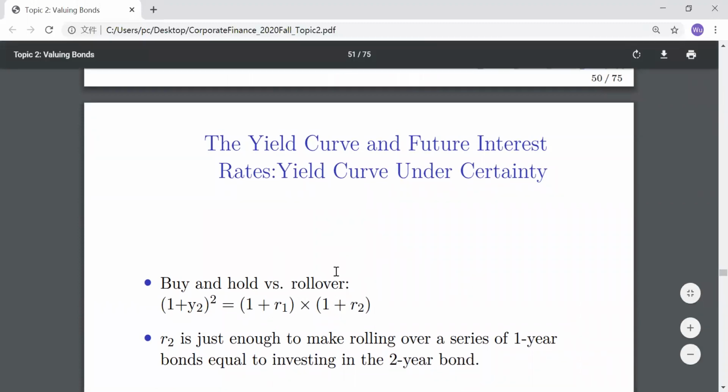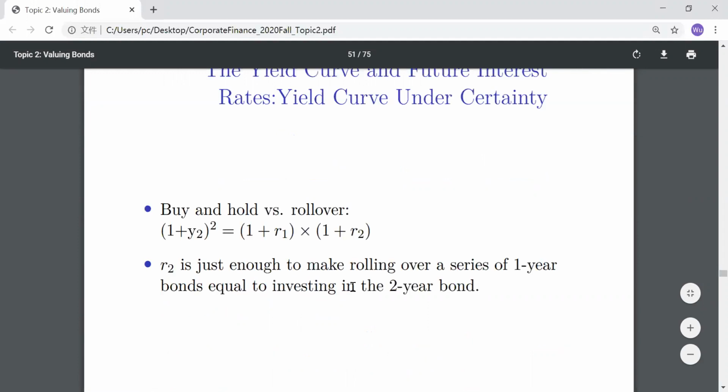So this is the competitive condition, right?